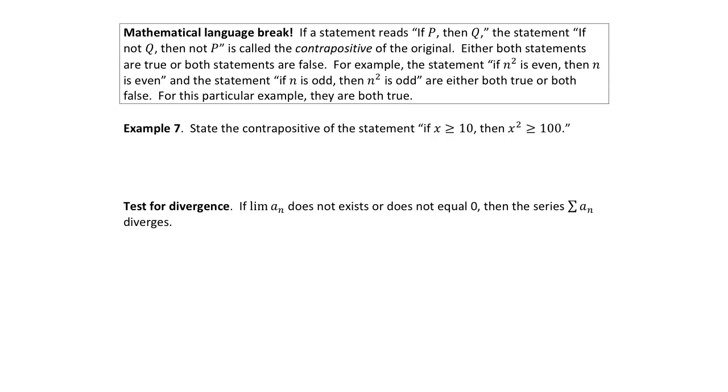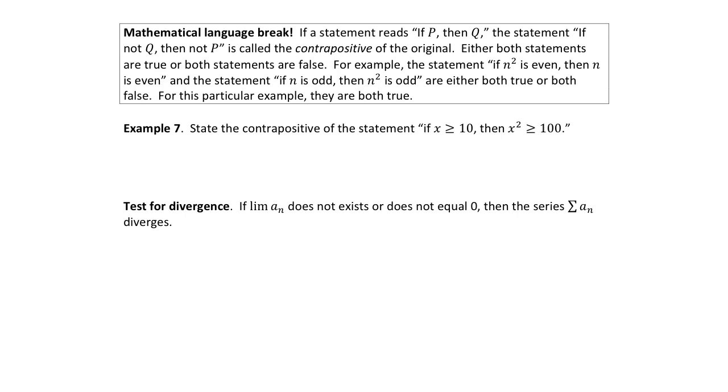If I lose 50 pounds, then I'll go to Hawaii. If I don't go to Hawaii, then I must not have lost those 50 pounds. These are what we call logically equivalent. Either they're both true or they're both false statements. The statement if n squared is even, then n is even, and the statement if n is odd, then n squared is odd, are either both true or both false because they're contrapositives of each other. We move the back end statement, n is even, to the front and negate it. n is not even, or n is odd. We move the statement at the front, n squared is even, to the back and negate it. n squared is not even. In other words, n squared is odd.